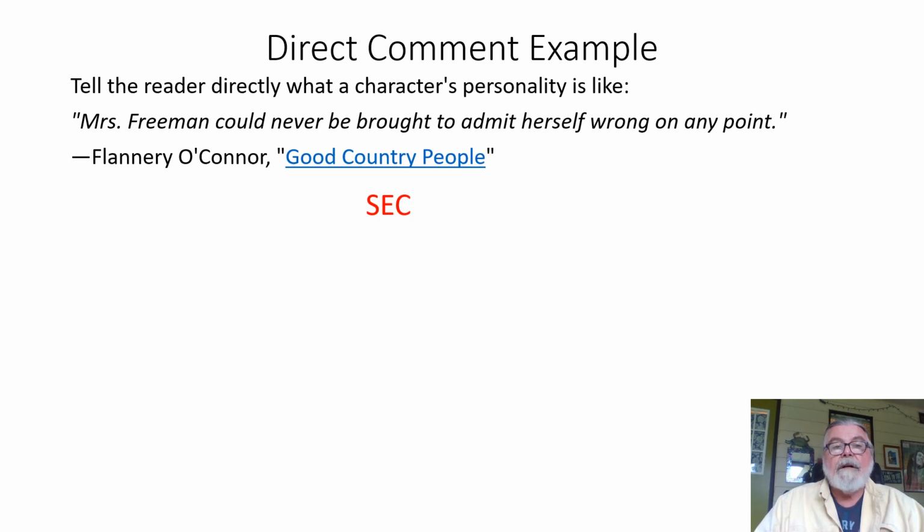All right, now the first exercise we're going to do is direct comment by the narrator. This is where the author tells the reader directly a particular character trait. This comes from Flannery O'Connor's Good Country People. Mrs. Freeman could never be brought to admit herself wrong at any point. So the author is revealing a specific trait of this character.